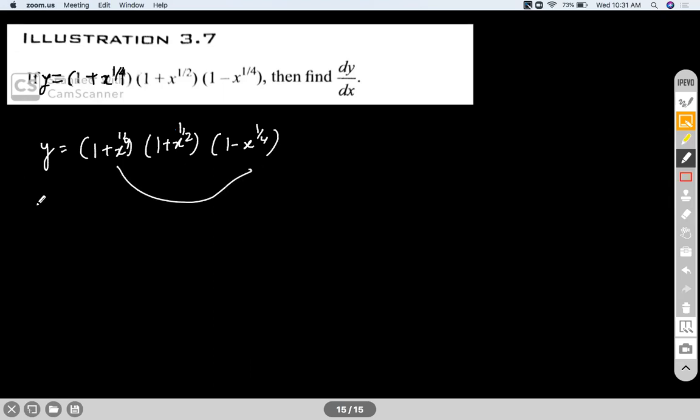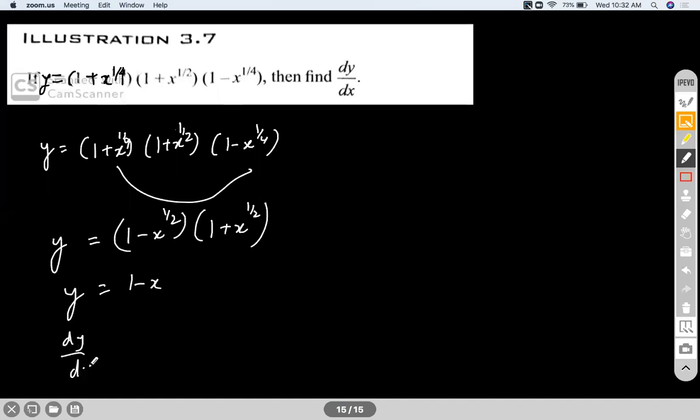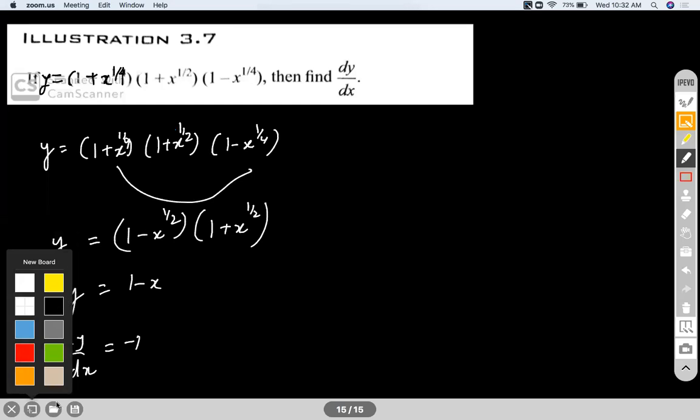So you club this up. What does it become? 1 minus x half. And you club this up, it becomes 1 minus x. And dy by dx is minus 1. Done. Next.